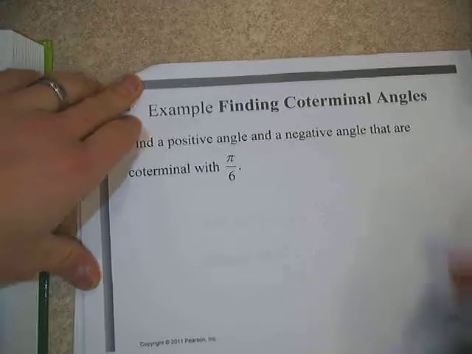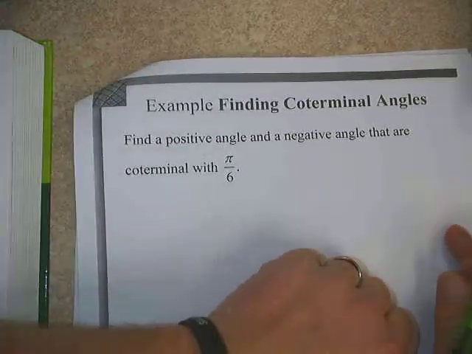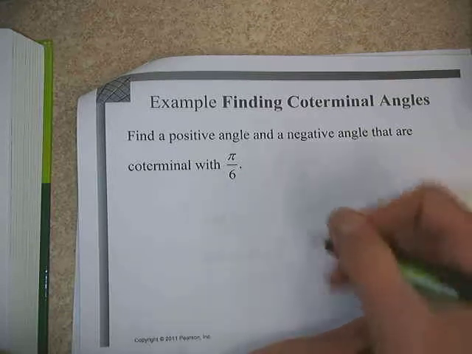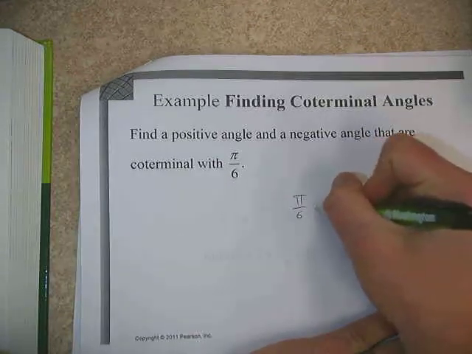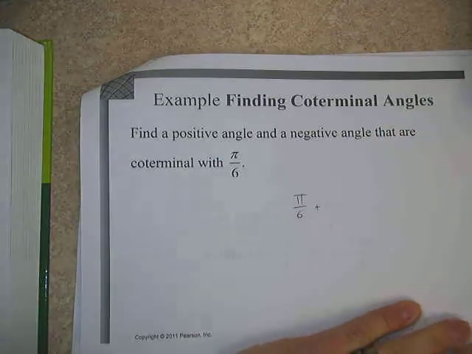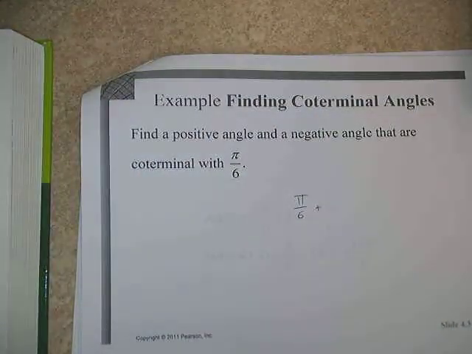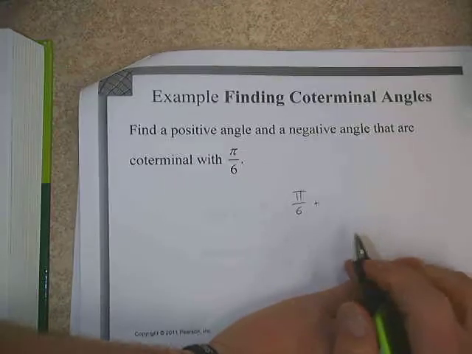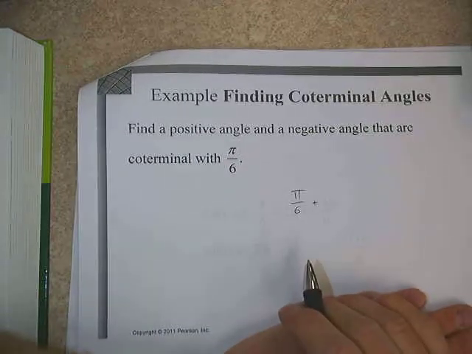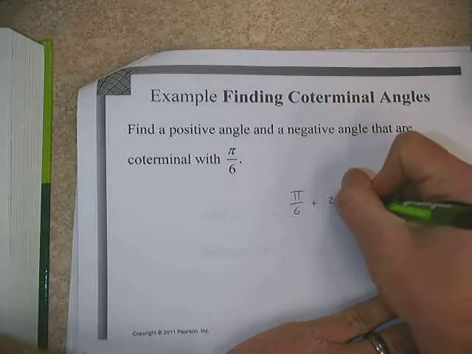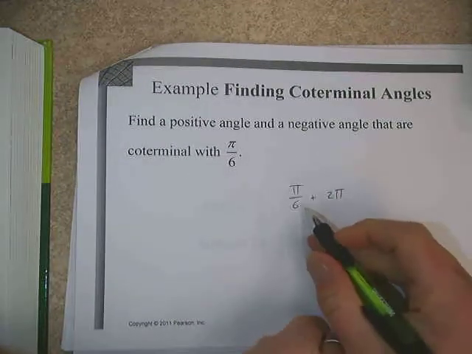All right. Now let's do that same idea here with radian measure. We want a positive and a negative angle that are coterminal with pi over 6. Okay, so keep in mind it's pi over 6. If we want another positive one, we could add, again, going around the circle. But when we're dealing with radian measure, instead of 360 to add to this, how far is it around the circle in radian measure? 2 pi. Yeah, it's 2 pi.